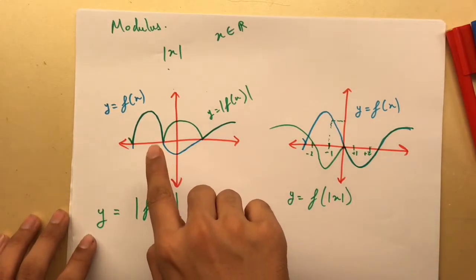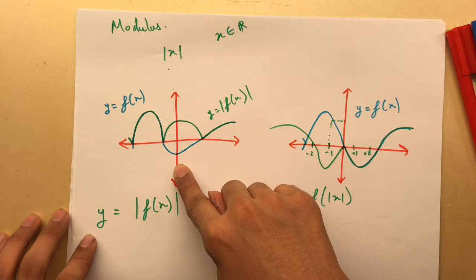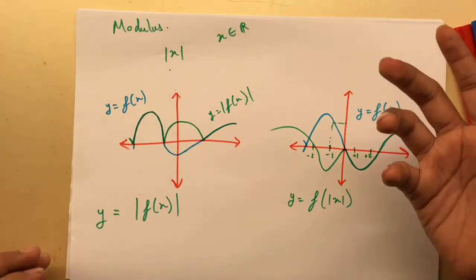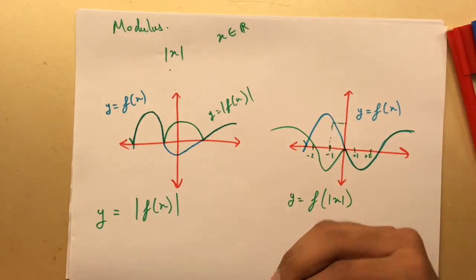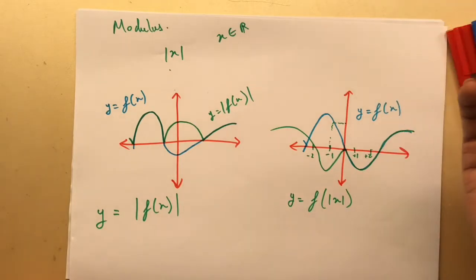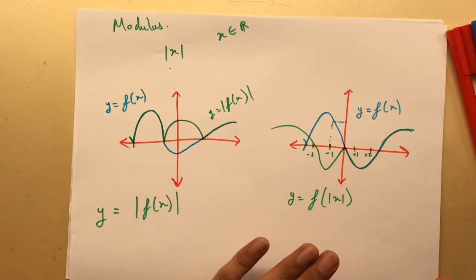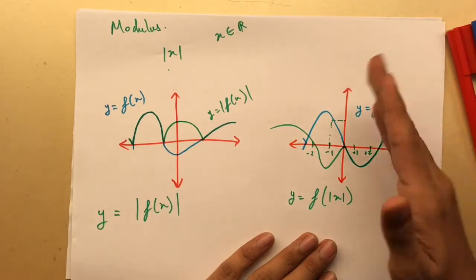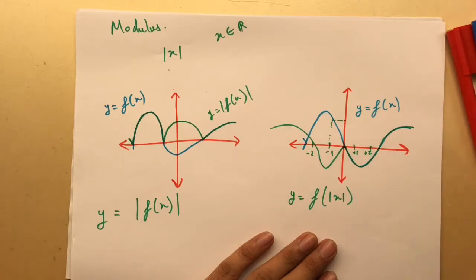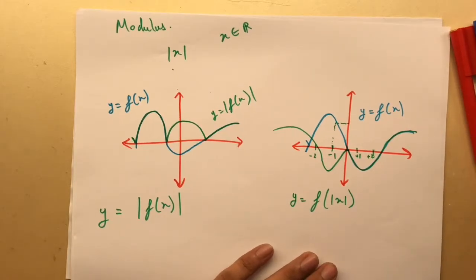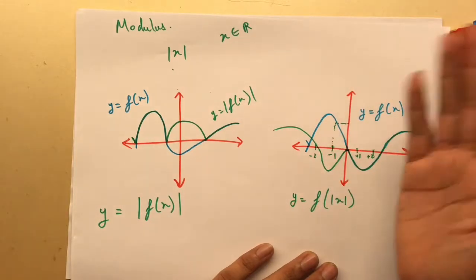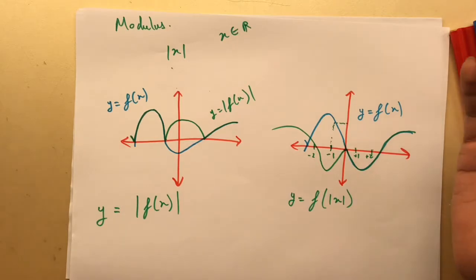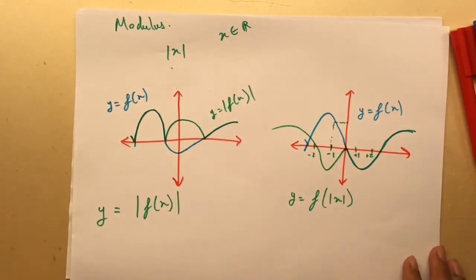So again, for y is equal to modulus f of x, you keep whatever's positive for the y on the y-axis the same, and whatever's negative or under the x-axis, you reflect it along the x-axis. And for y is equal to f of modulus x, we keep whatever's on the right of the y-axis the same, the right of the origin with respect to the x-axis, that is, and we forget about what's on the left of the x-axis, and we just reflect what's on the right of the y-axis onto the left side.